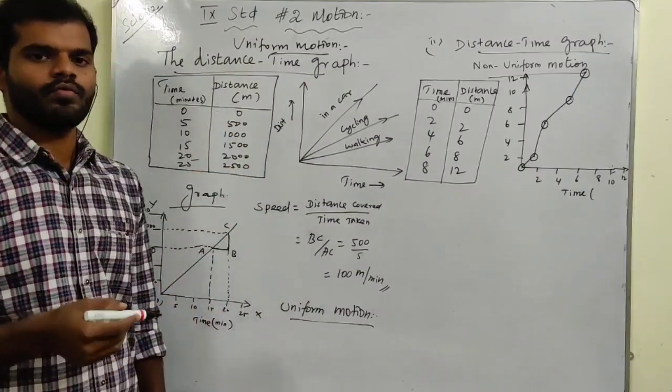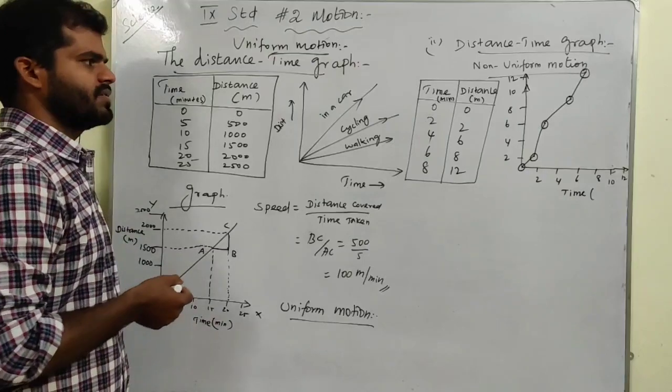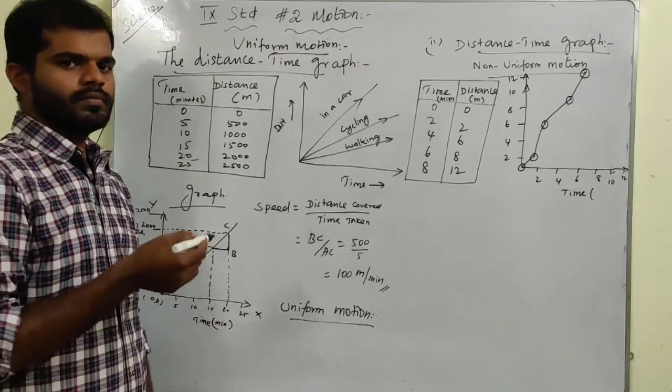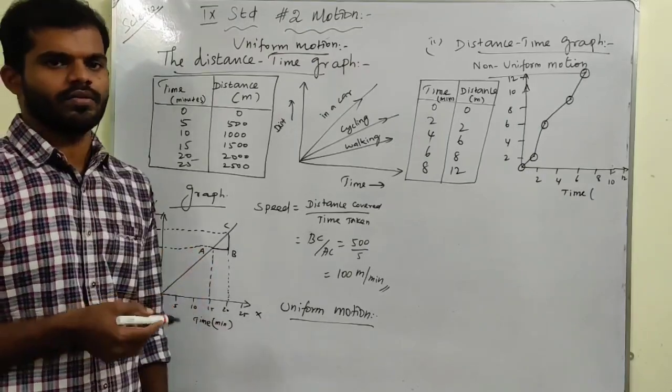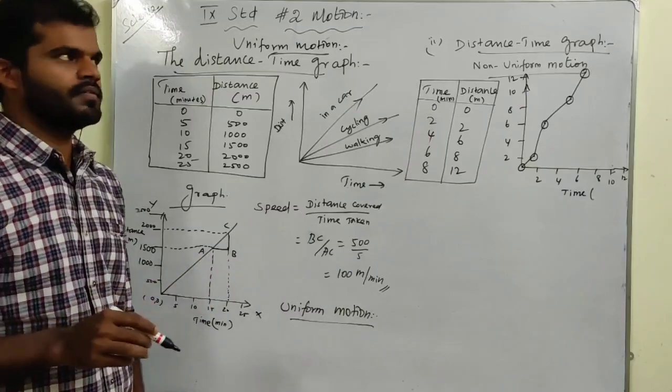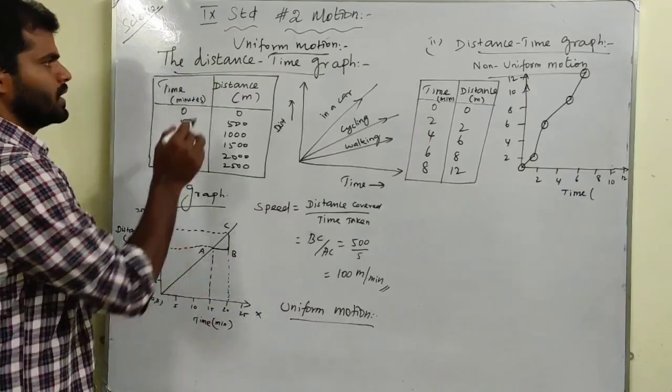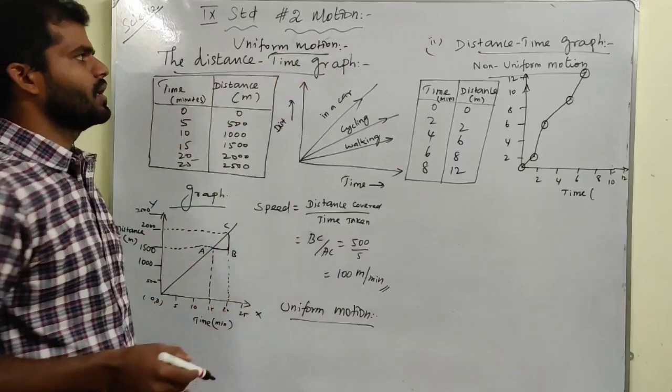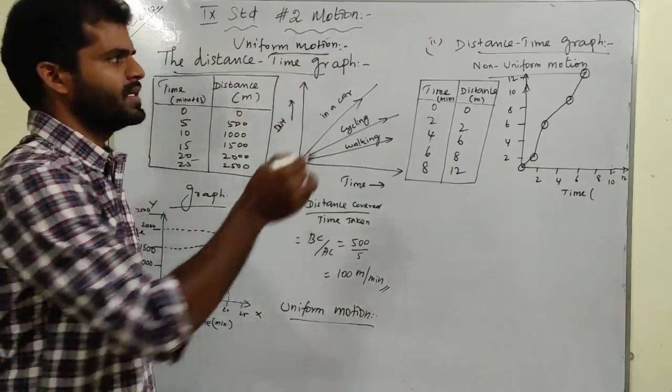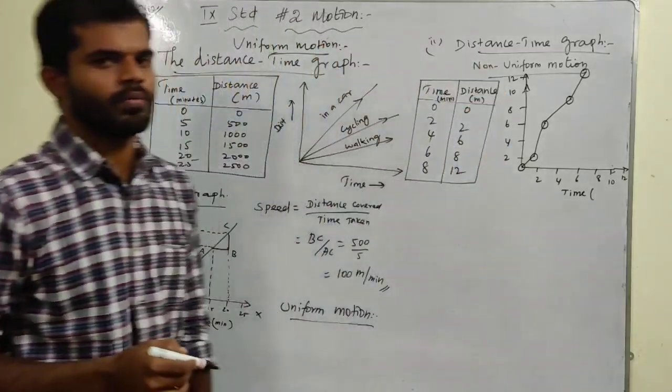In the last class we started 9th standard unit 2, Motion, and discussed the types: uniform motion, non-uniform motion, distance, displacement, speed, velocity, and acceleration. So these are the topics we discussed in the last class. Now we are going to discuss the distance-time graph for uniform motion and the distance-time graph for non-uniform motion.